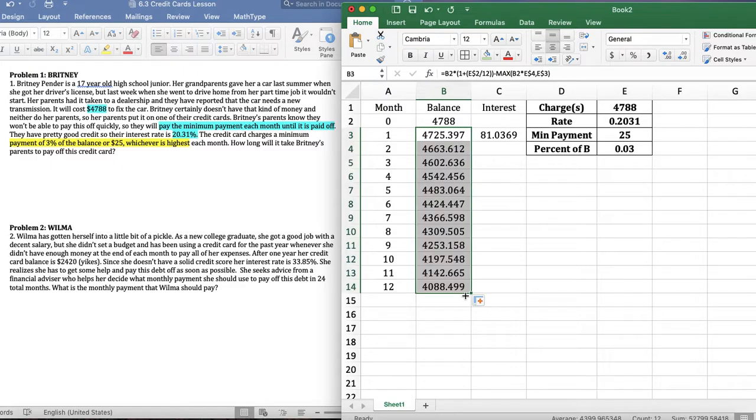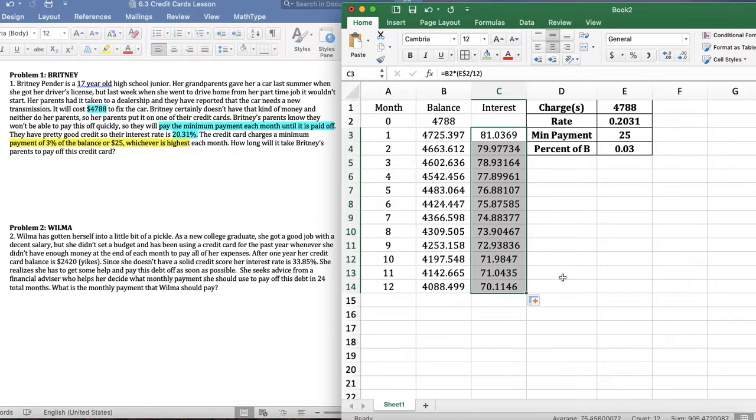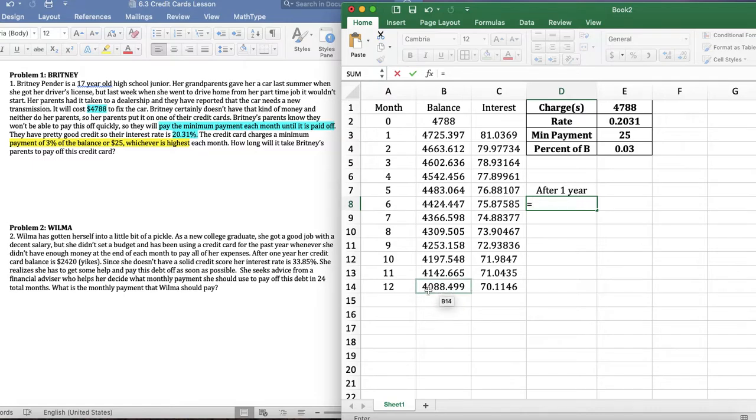Okay, so let's drag this down and let's see the progress that they make after making those minimum payments listed for a year. And you can see that's ouch, ouch, ouch. Let's look at the interest column. You see it should go down little by little. This number in interest should go down, and it does. But you can see, let's make a little extra. After 1 year, Brittany's parents owe $4,088.50, right? But let's look at how much has come off of the balance. So essentially, almost $700 have come off of the balance.